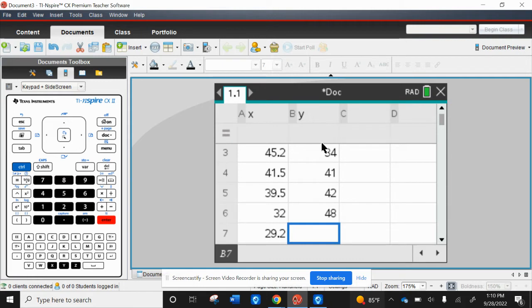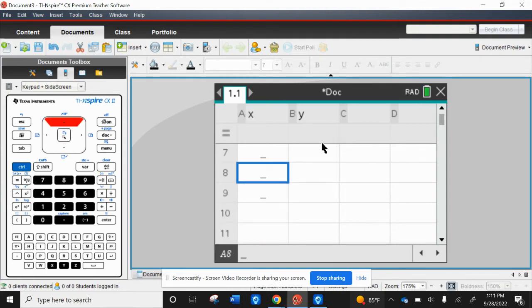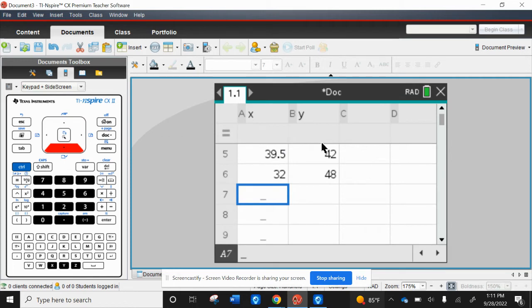All right, now here's where you might realize 29.2 doesn't have a Y value, so we actually need to delete this and redo it and ignore 29.2. So we're going to start back at 24.3.